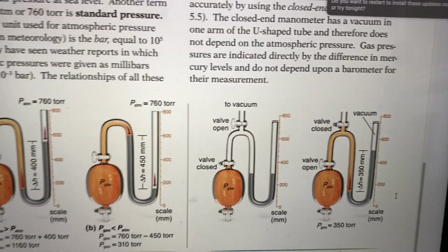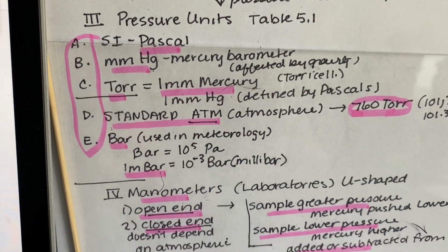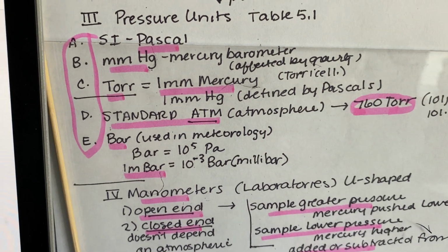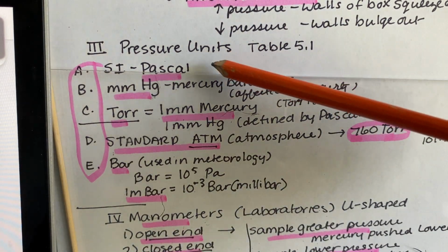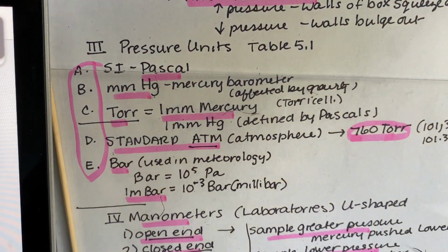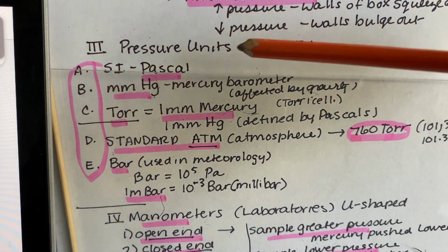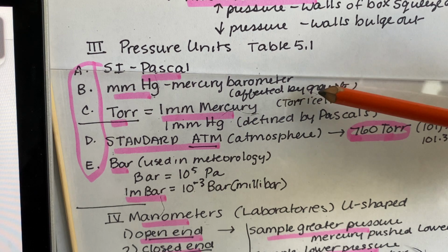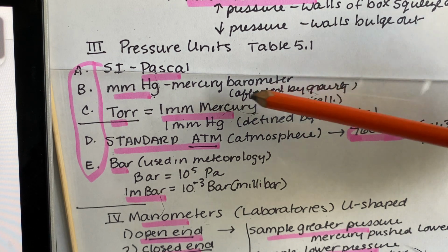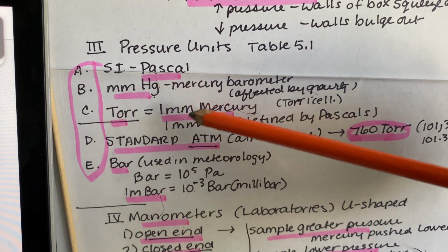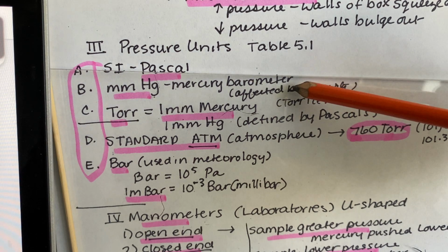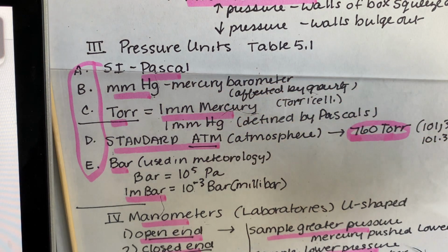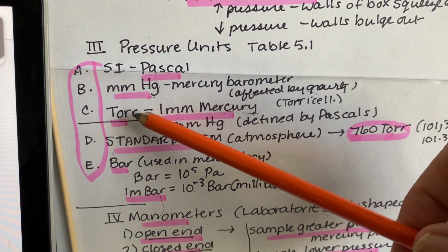Let's go to my notes here. Yeah, here we go. Pressure units. So basically, a pascal is our SI, our scientific international unit. Another one is when we were measuring on that mercury barometer, we measure in millimeters of mercury. But that's affected a lot by gravity, so they don't always use that. They use what's called a torr. Remember his name, Torricelli? They call it a torr.